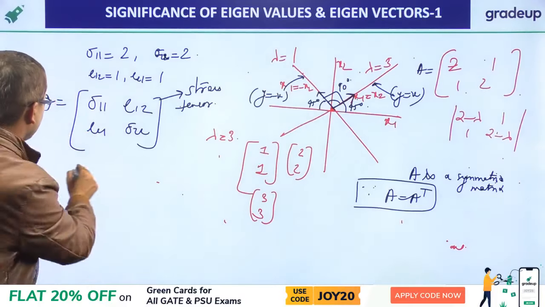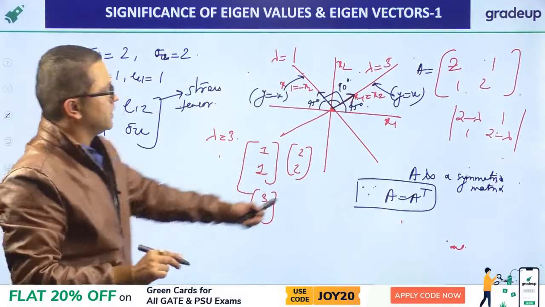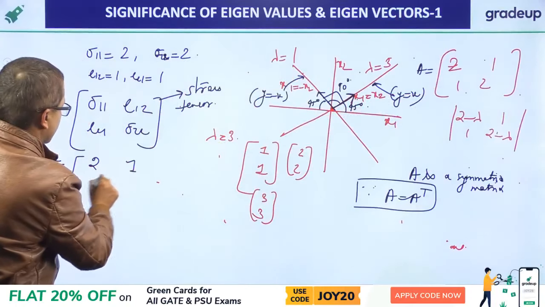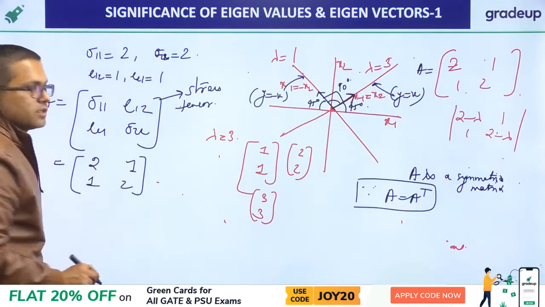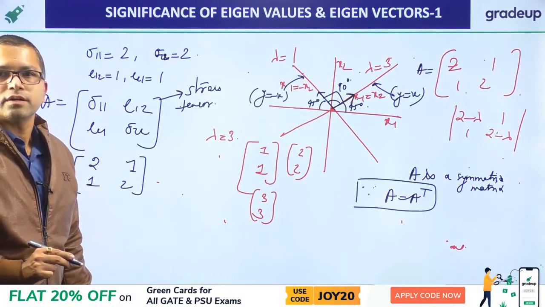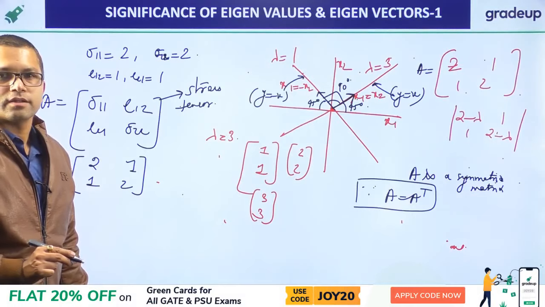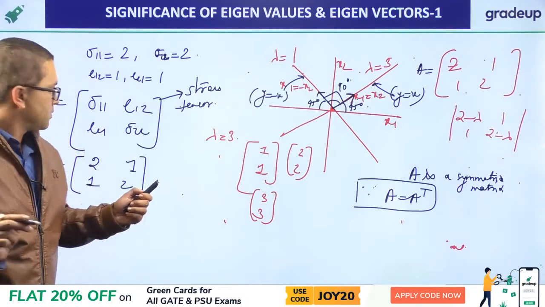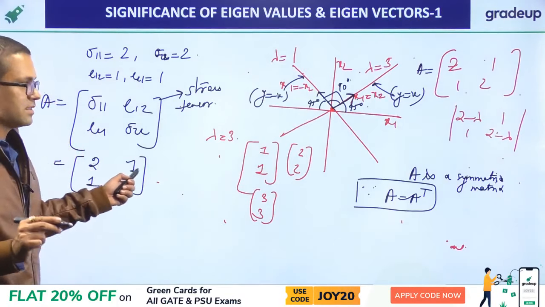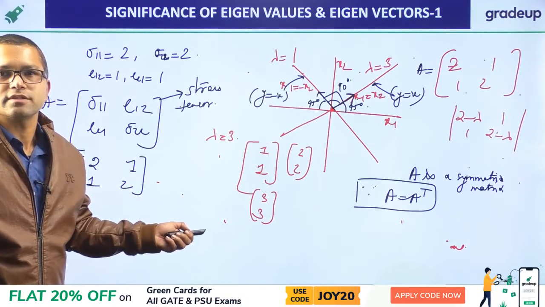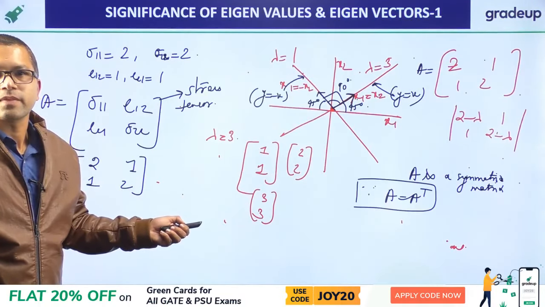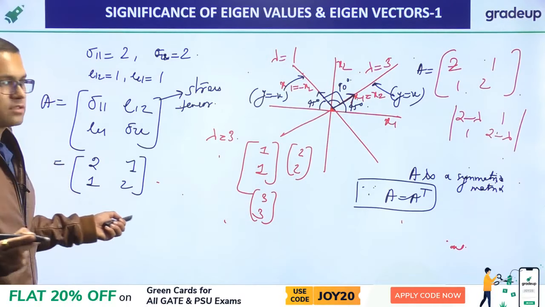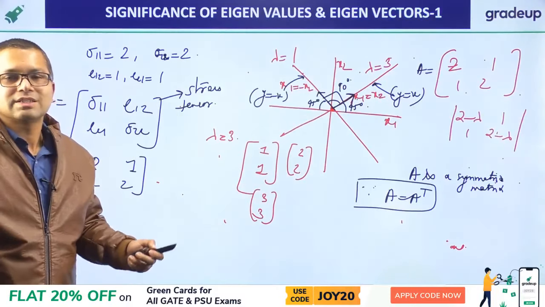Okay, and let's take similar values from this matrix A. So what we have: 2 1 1 2. Fine. These are just normal stresses. Shear stresses can be normal shear stresses. And we are just talking about a two-dimensional stress system over here.